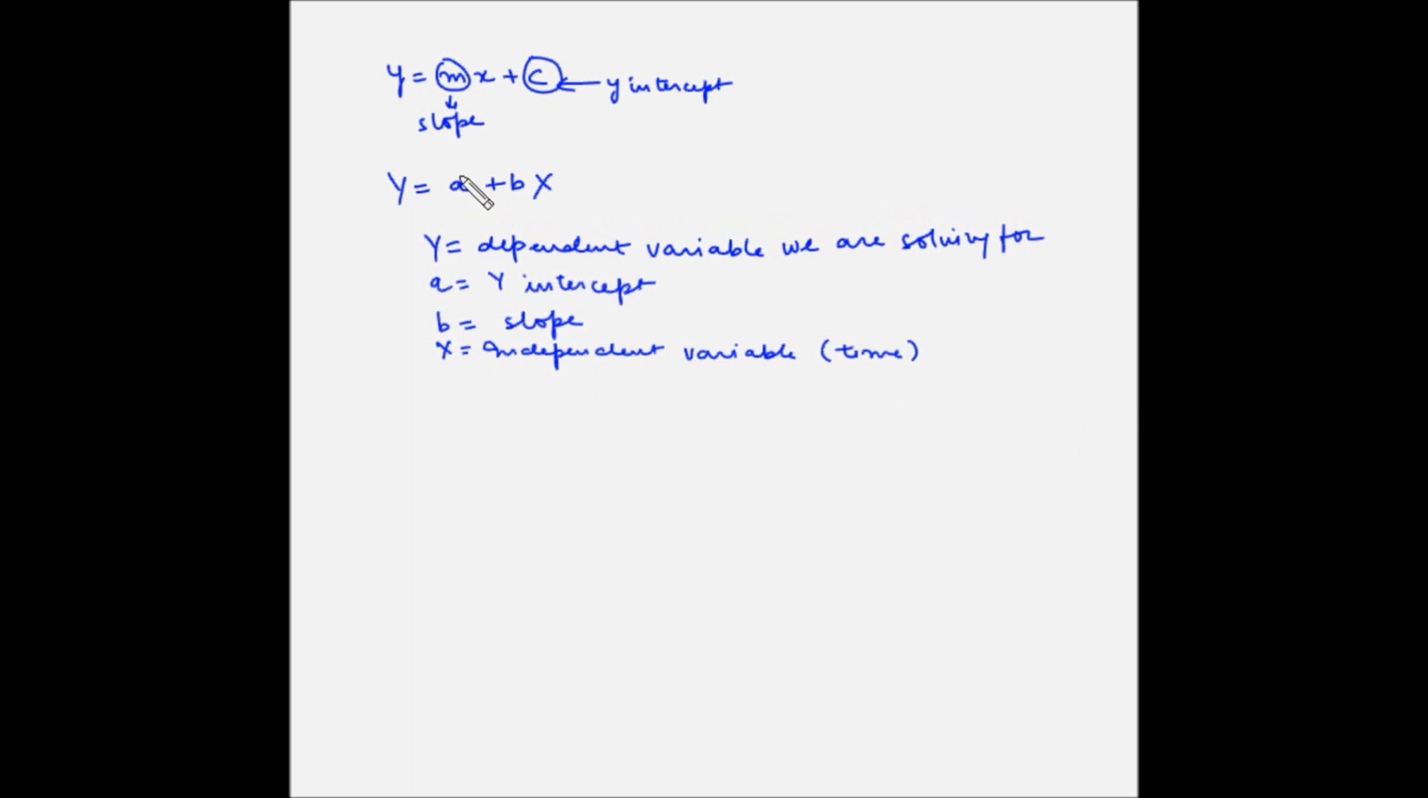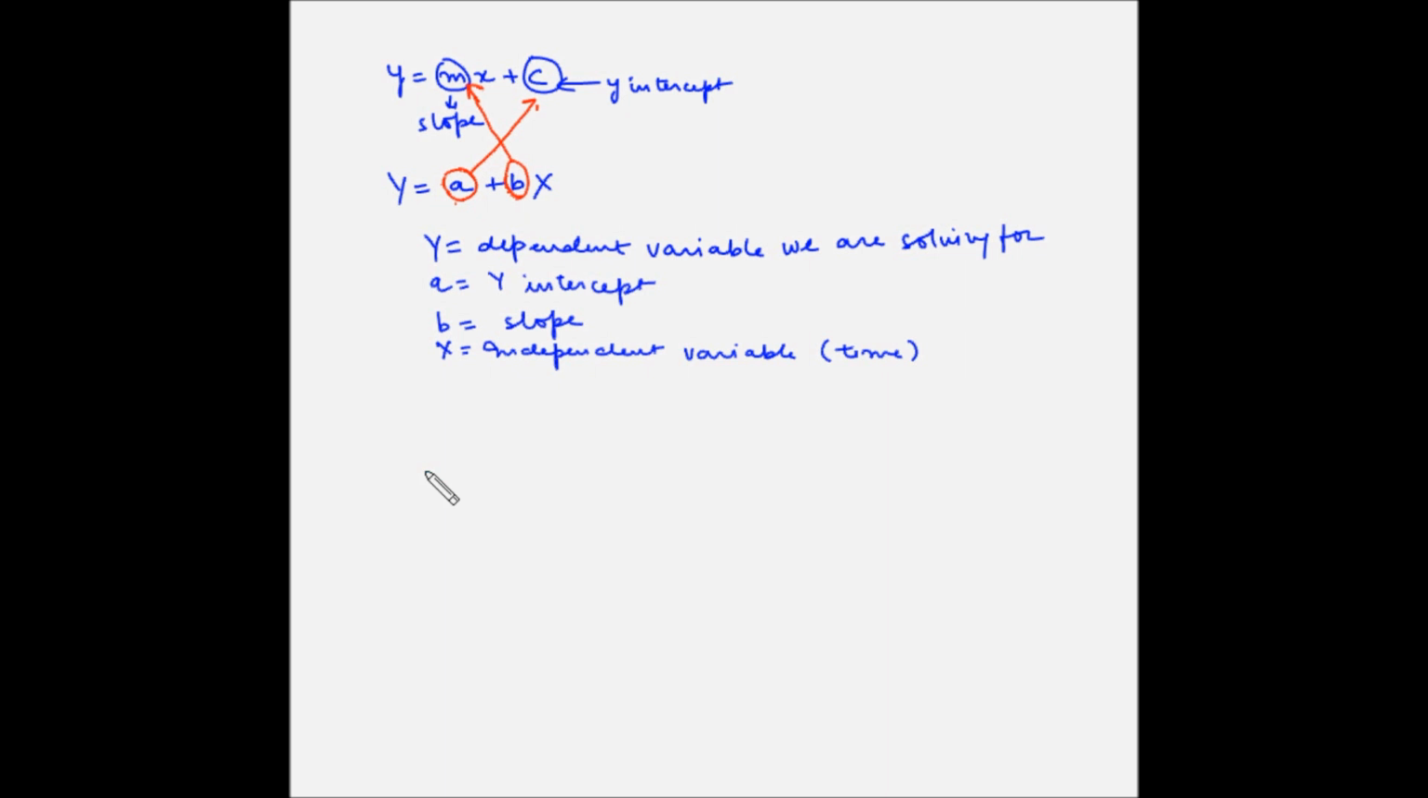So basically, A is nothing but C in this case, because A is the y-intercept, and in our normal equation of a straight line, C is the y-intercept. And B is nothing but the slope of the line, and x and y remain as it is.